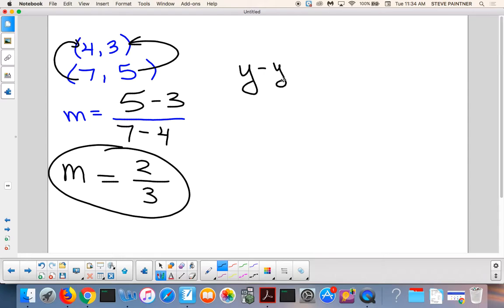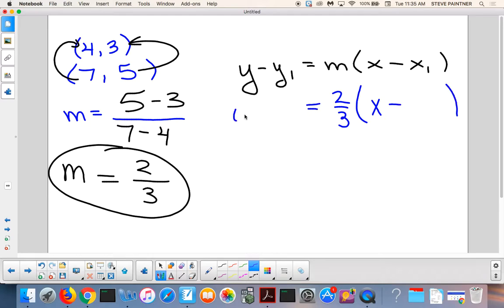y minus y1 equals m times x minus x1. In for slope, you drop what? 2/3. Okay, now be careful, because if you mix up your x's and y's, you'll get it wrong. Which point would we like to go with? Okay, 4, 3. Where does the 4 go?